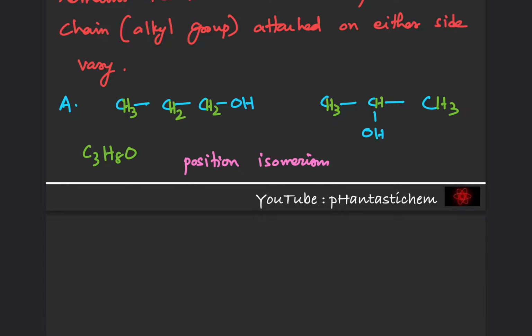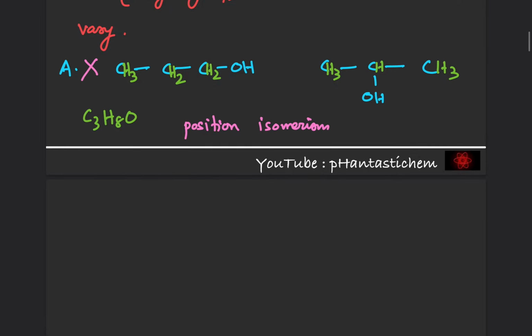They have the same structure of carbon chain. You can see the carbon chain is the same, consisting of 3 carbon atoms, but they differ only in the position of the OH group. Here the OH is on the first carbon, here the OH is on the second carbon. So A cannot be the answer. Then we have option B.